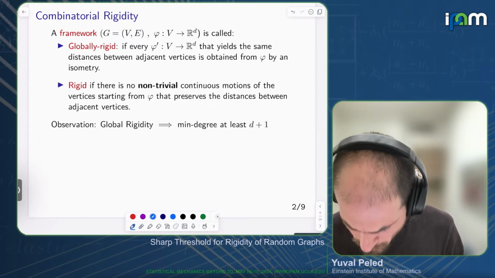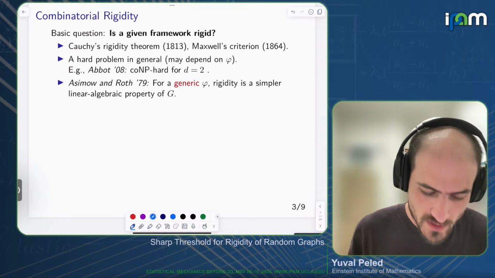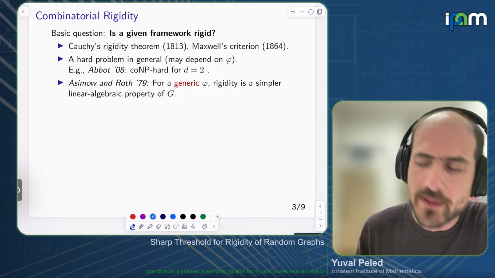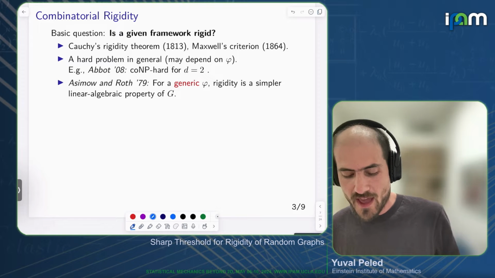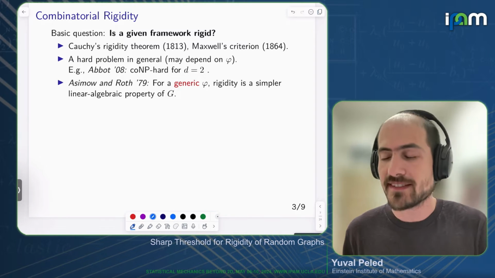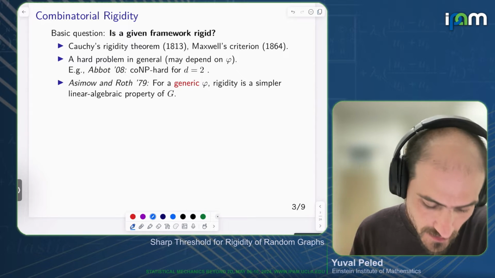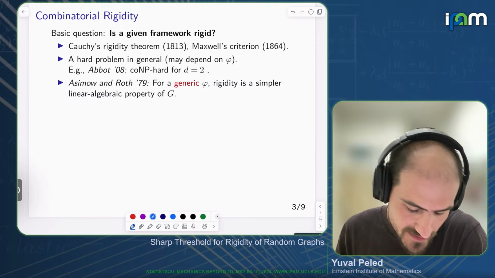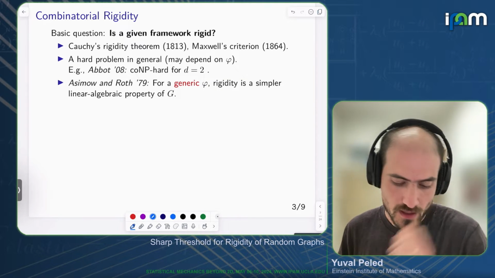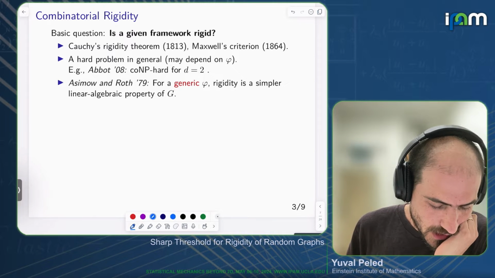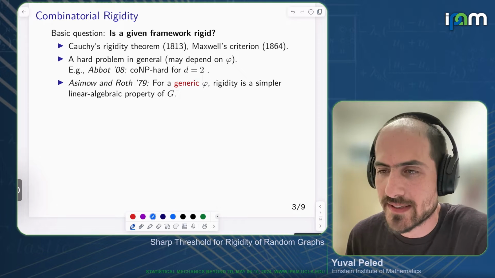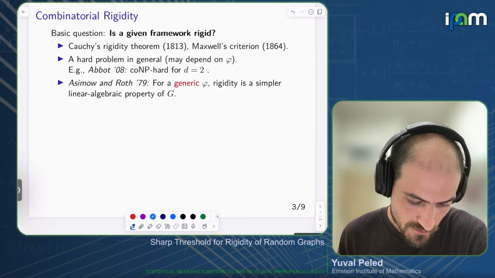So the basic question about combinatorial rigidity is, given a framework, is it rigid? And this question has a very nice history, both in mathematics and in physics.